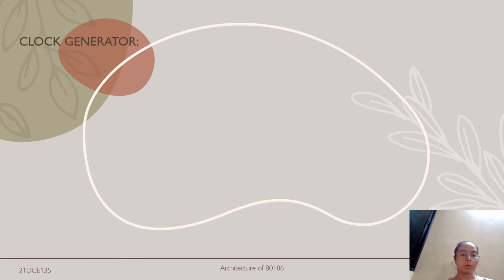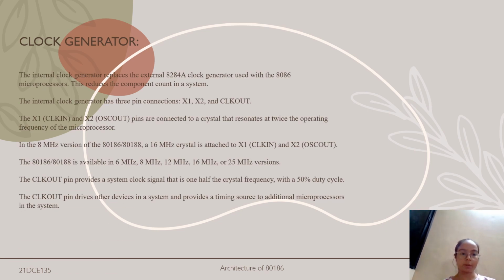First we see the clock generator. Now what is a clock generator? The internal clock generator replaced the external 8284A clock generator used with the 8086 microprocessor. This reduced the component count in a system.